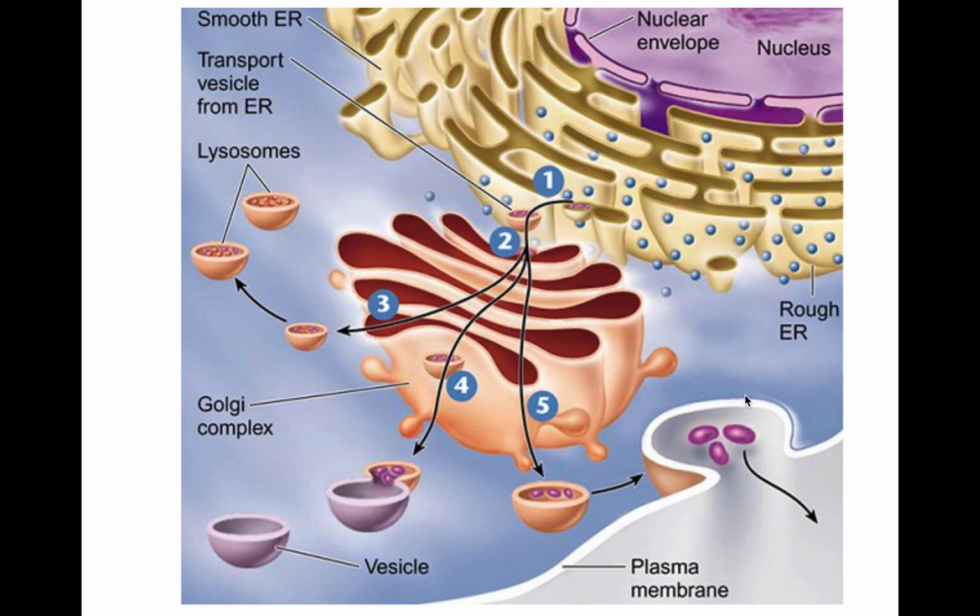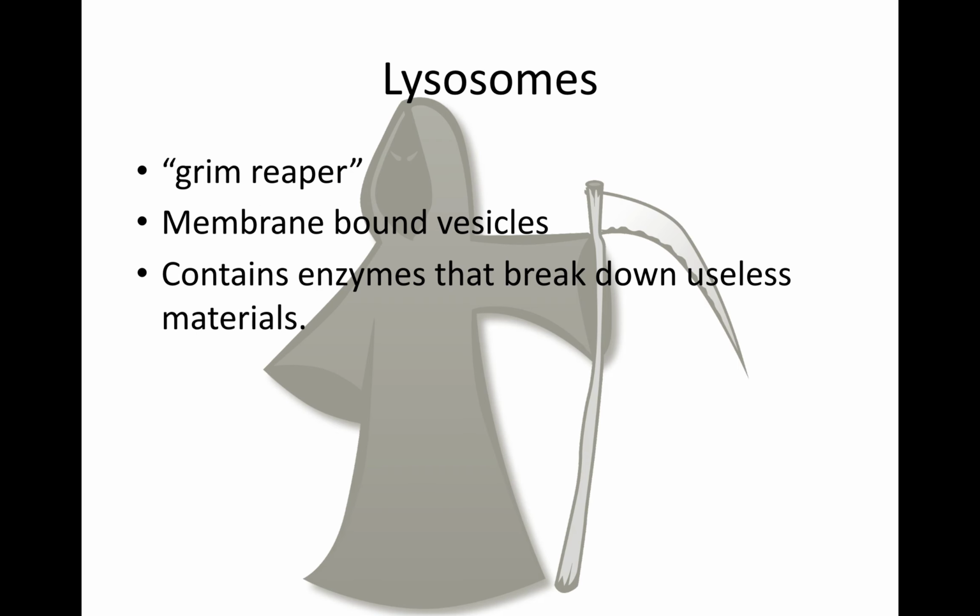I think this is the last one. Yes. So the last thing we're going to talk about today is lysosomes. So lysosomes, in my mind, are the grim reapers of the cell. They're just membrane-bound vesicles that contain an enzyme that breaks down useless material. So we talked about the smooth ER and somebody that might drink a lot of alcohol. When they stop drinking, that smooth ER is not needed anymore. So the lysosome comes over and kills all that smooth ER. He just breaks it down.